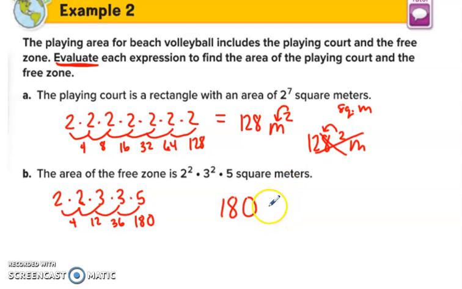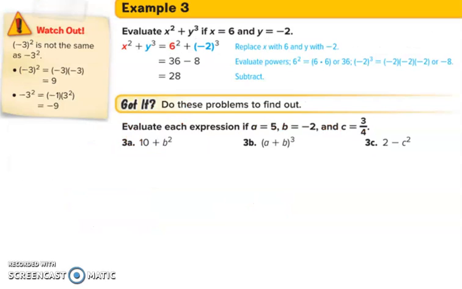And how do you write square meters again? Lots of people like to pronounce this as meters squared. It's not how it's pronounced, but I see why they like to do that, because everybody likes to read left to right.